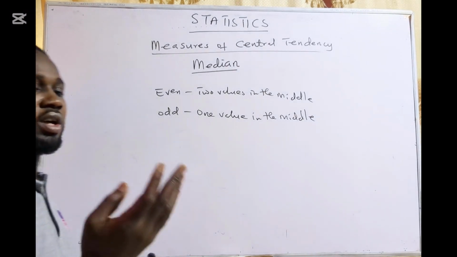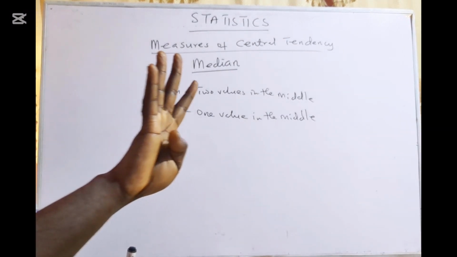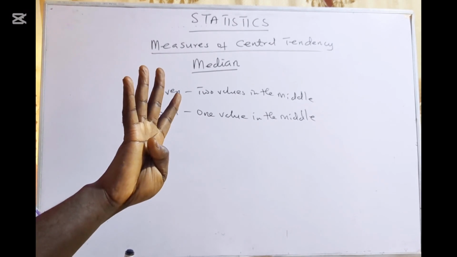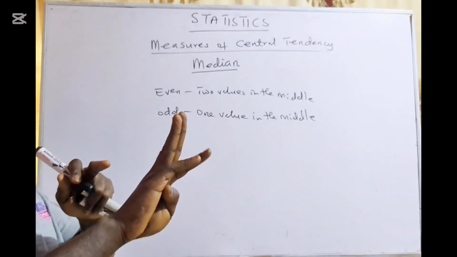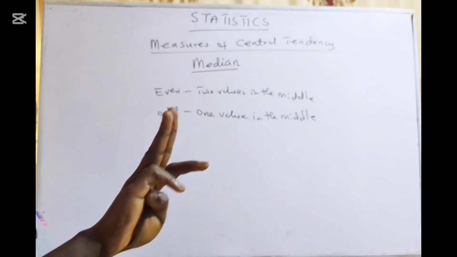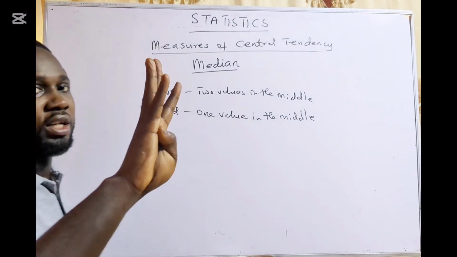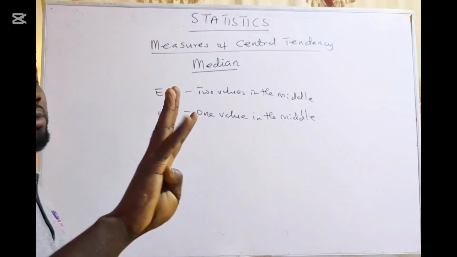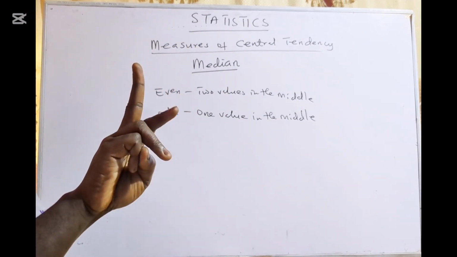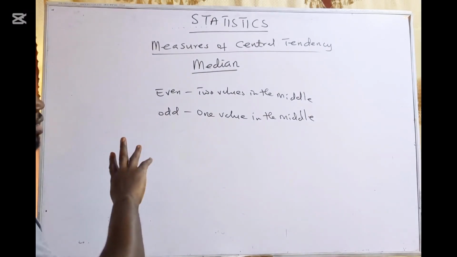For instance, if you look at my fingers here, this is 4. How many values will be in the middle? These two will be in the middle, because 4 is an even number. But the moment I make it 3, then only 1 will be in the middle. That is what we are talking about.